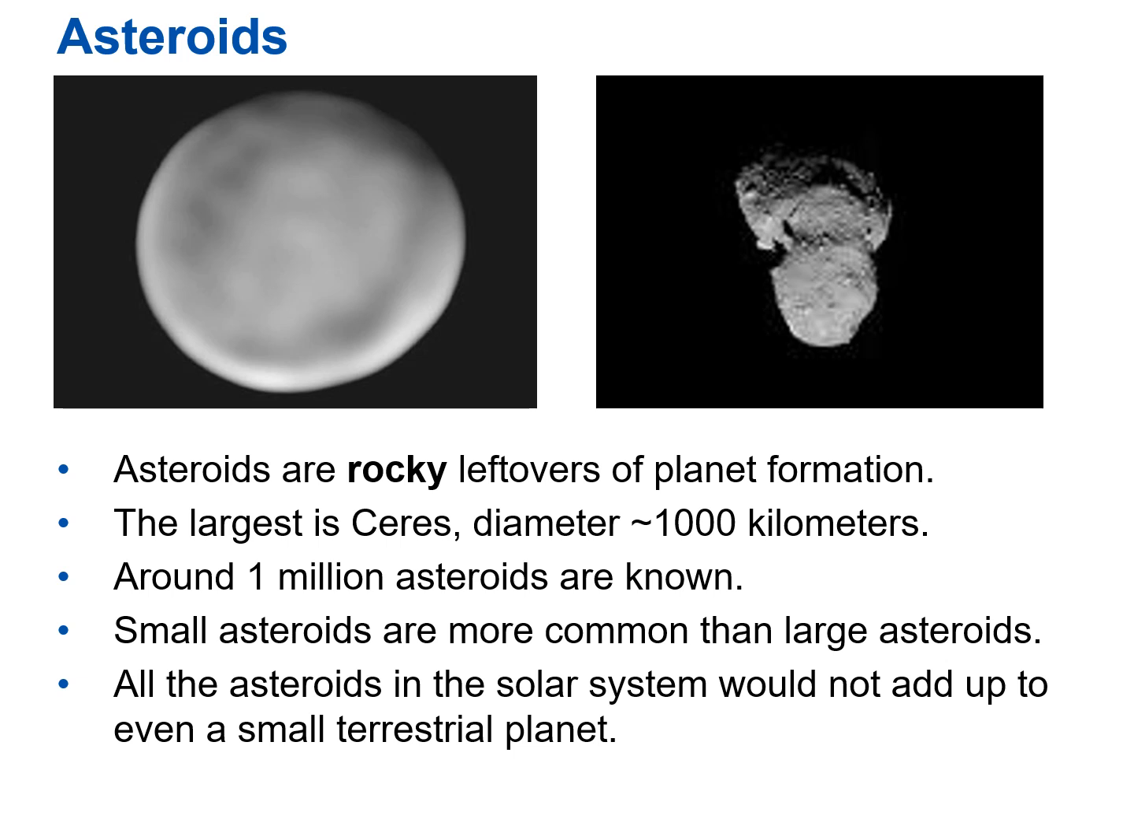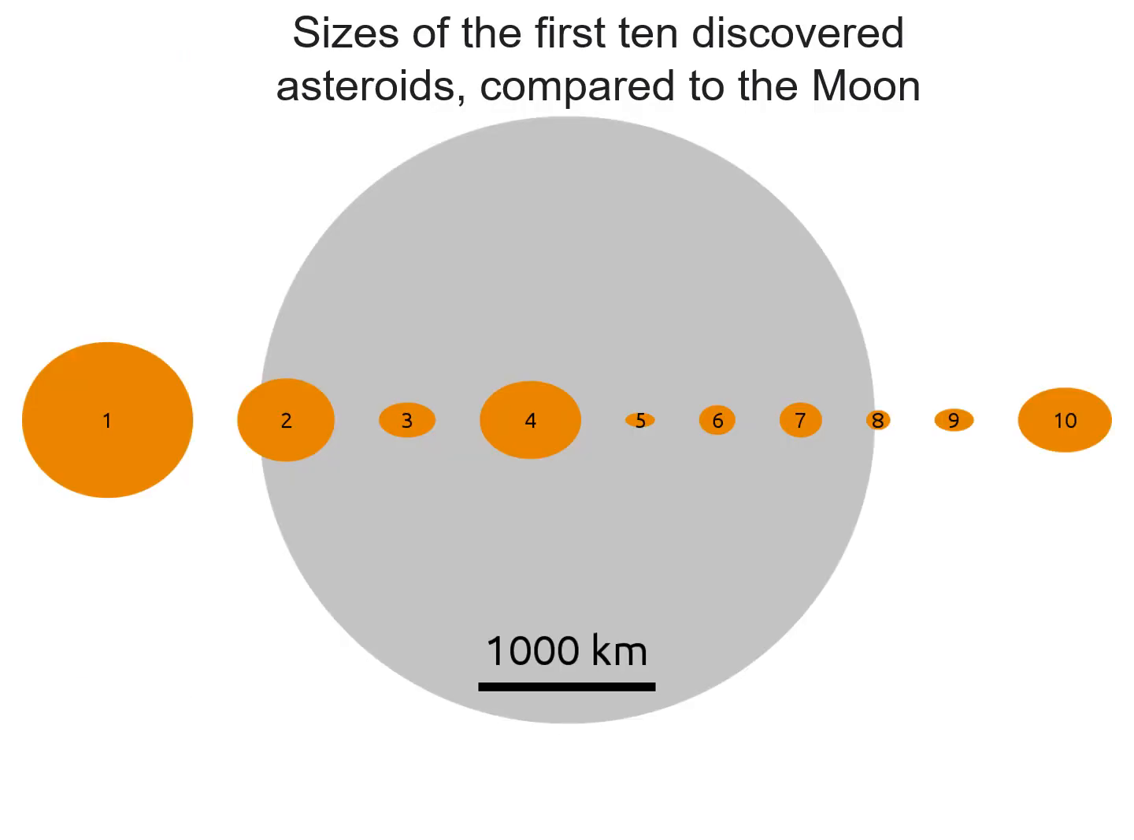And when astronomers discover a new asteroid, they list it, they name it, and they put it in a catalog, and we know of about 1 million of them. Small asteroids are more common than large asteroids. Asteroids, you can think of them generally as being big rocks, but sometimes they are just piles of rubble that are gravitationally bound together. All the asteroids in the solar system would not add up to even a small terrestrial planet. So as far as mass goes, there isn't that much asteroid material in the solar system. This graph shows you the sizes of the first 10 discovered asteroids compared to the moon.